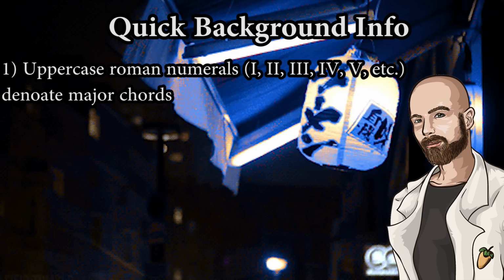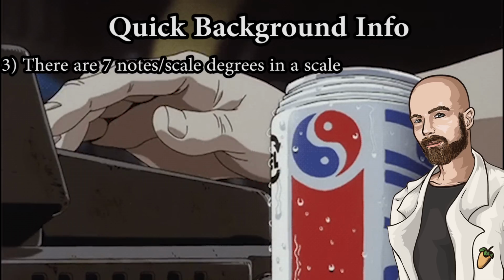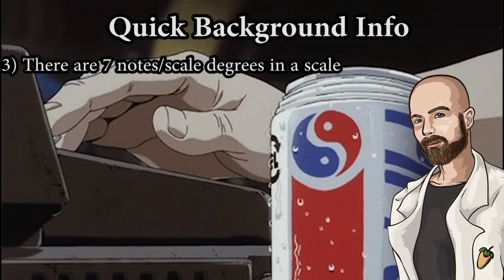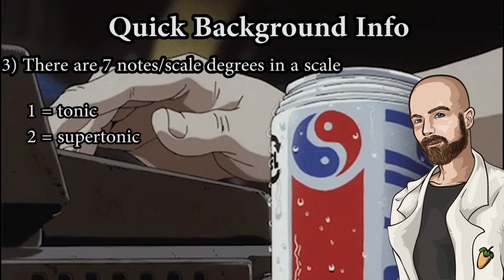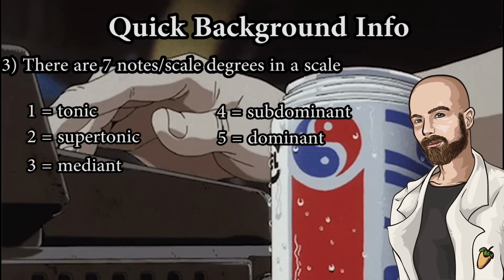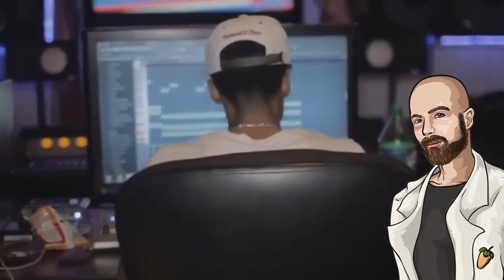Uppercase Roman numerals denote a major chord. Lowercase Roman numerals denote a minor chord. There are 7 notes in any major or minor scale, and 7 scale degrees associated with them. 1 is the tonic, 2 is the supertonic, 3 is the mediant, 4 is the subdominant, 5 is the dominant, 6 is the submediant, and 7 is the leading tone. Okay, let's get into it.